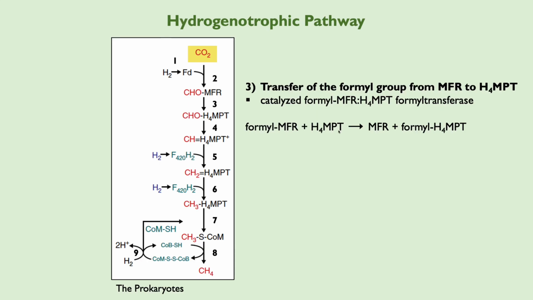Okay, so moving on with the pathway then, the third step in this pathway involves the transfer of this formyl group from methanofuran to another coenzyme, which is known as H4-MPT, or tetrahydromethanopterin. So in step 3, we have the transfer of this formyl group from methanofuran to H4-MPT.